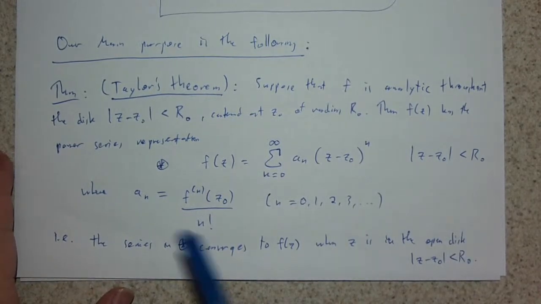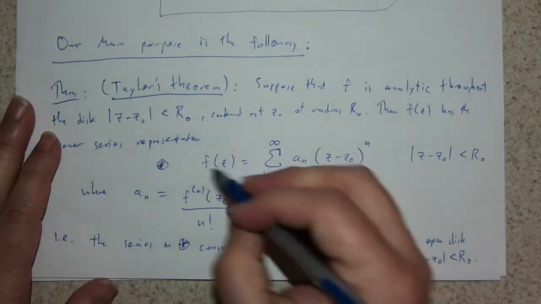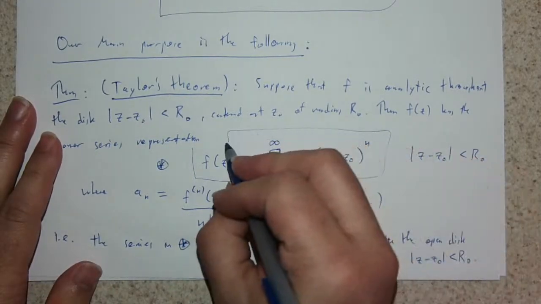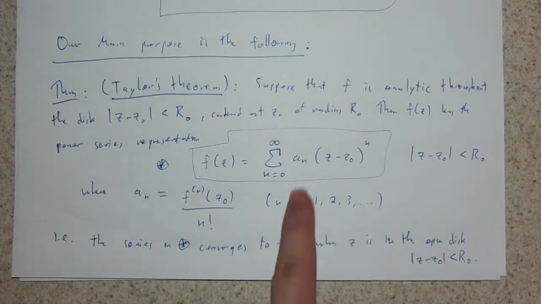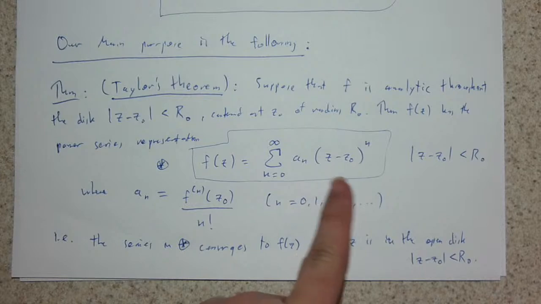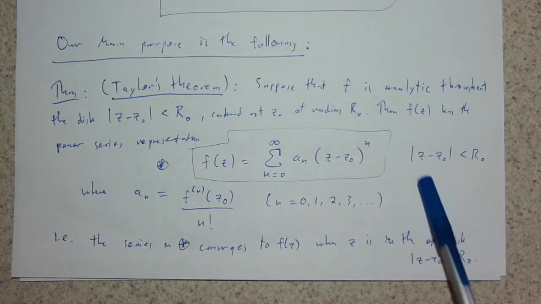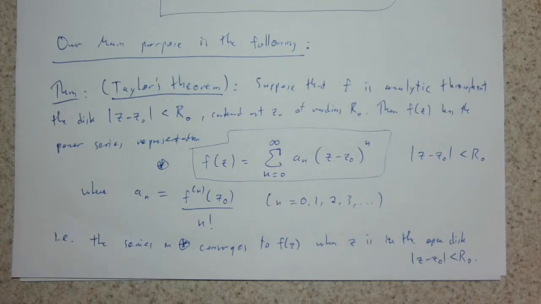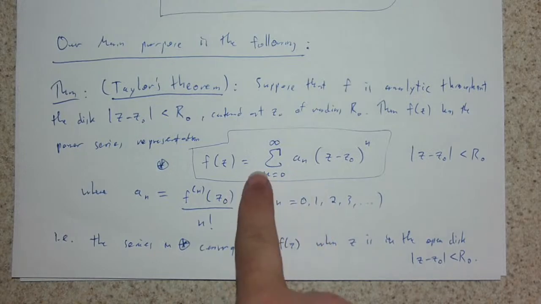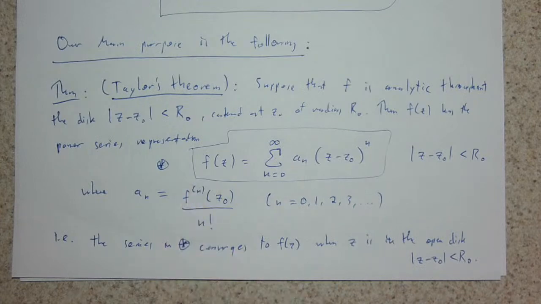Then f has power series representation given by this expression. That is, it is a sum from n equals 0 to infinity of a sub n times z minus z0 to the n on this disk, okay, where the coefficients in this power series are the familiar coefficients coming from Taylor's theorem in Calc 2, okay? And so another way of saying this is that the series defined in this way converges to my function f of z when z is in this open disk.